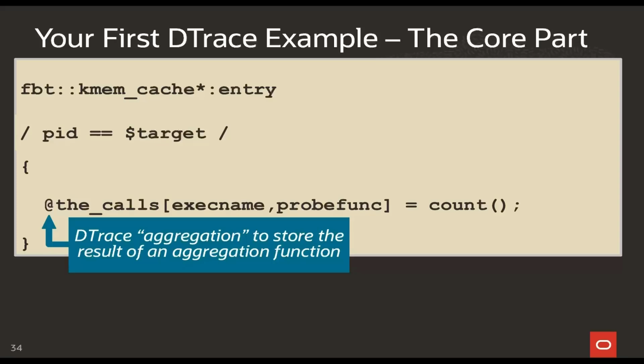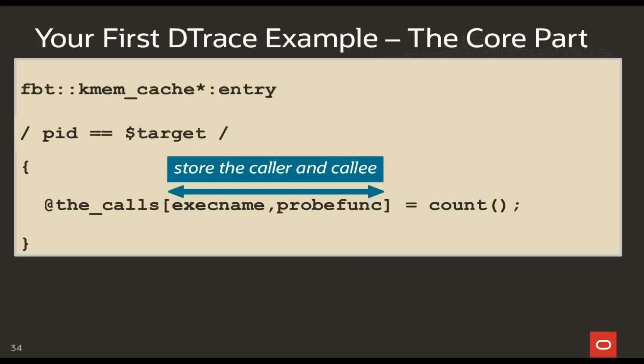It's like an associative array that I call D_calls. That's completely my invention. That's your choice of a name. And I named it D_calls. And I'm going to use a key. It's like an associative array. And I'm going to use two fields in that key, I'm going to use the variable exact name and the probe func variable.